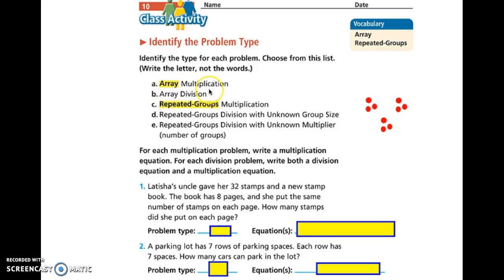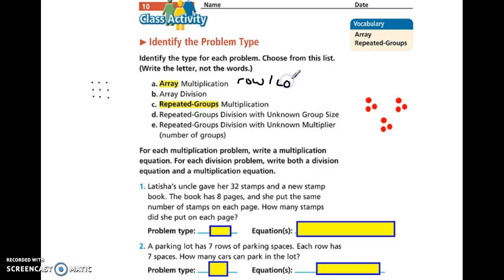First we have array multiplication problems. If you remember, our arrays were the things where we had a certain number of rows and a certain number of columns, and we used those to help us figure out our multiplication. So these problems are going to have words in them such as row, or they might have the word column in them. Usually they'll have those keywords, and that's going to help us figure out which one it is.